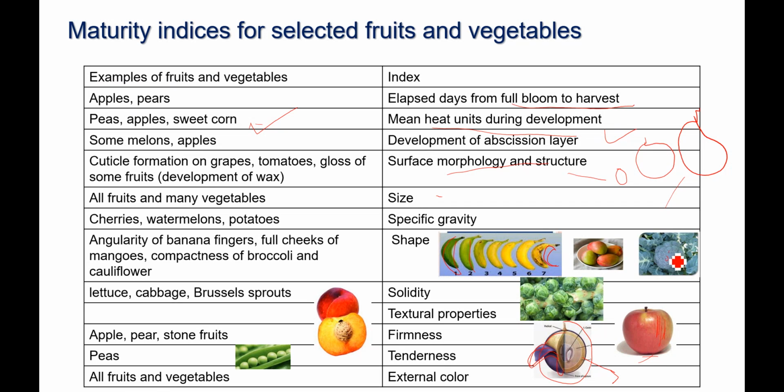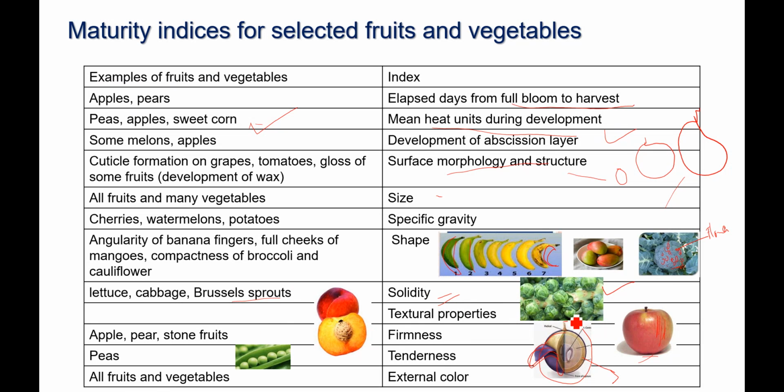Broccoli is literally so compact, but after some days this compactness changes into inflorescence, and it becomes flowers. It becomes more flowery; individual buds turn into flowers. So angularity of banana fingers, full cheeks of mangoes, or compactness of broccoli and cauliflower. In case of solidity, you see lettuce, cabbage or Brussels sprouts, their solidity increases as they get matured.